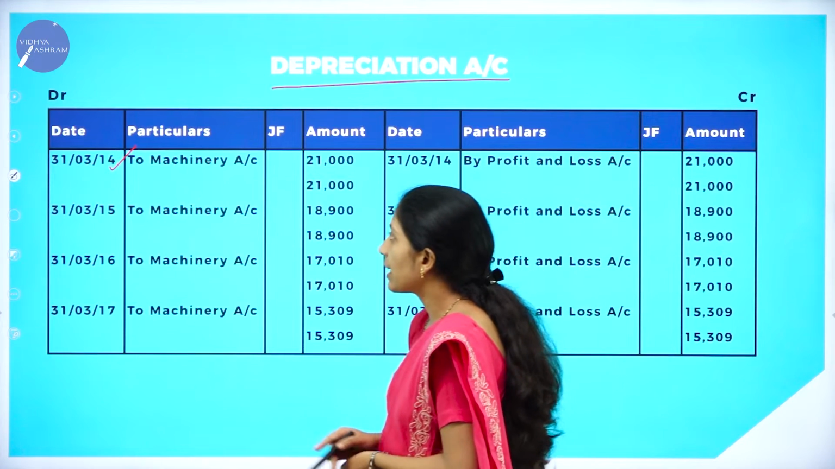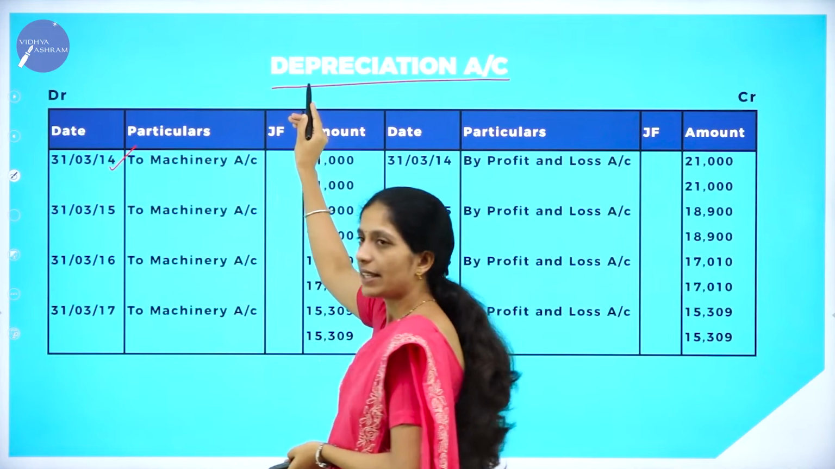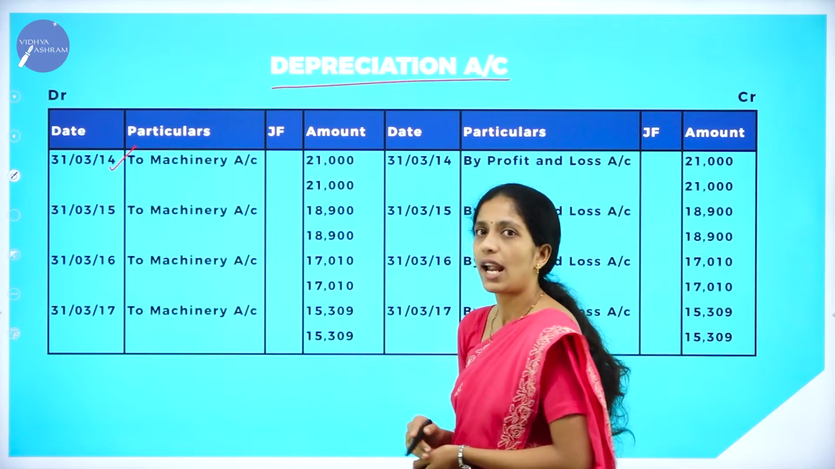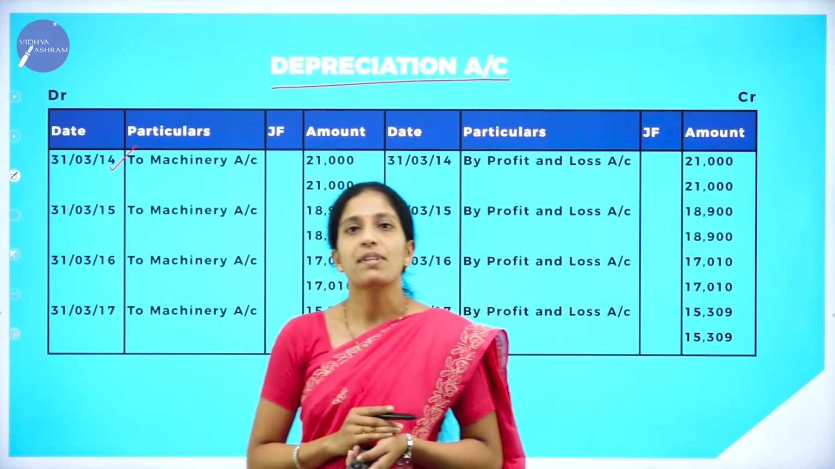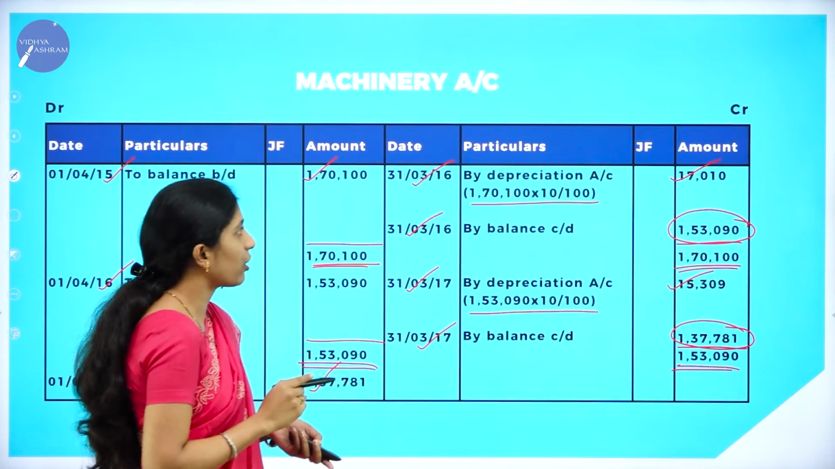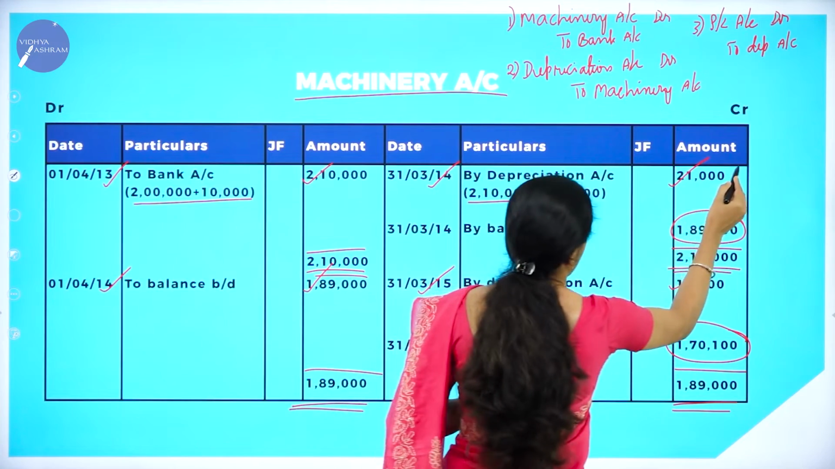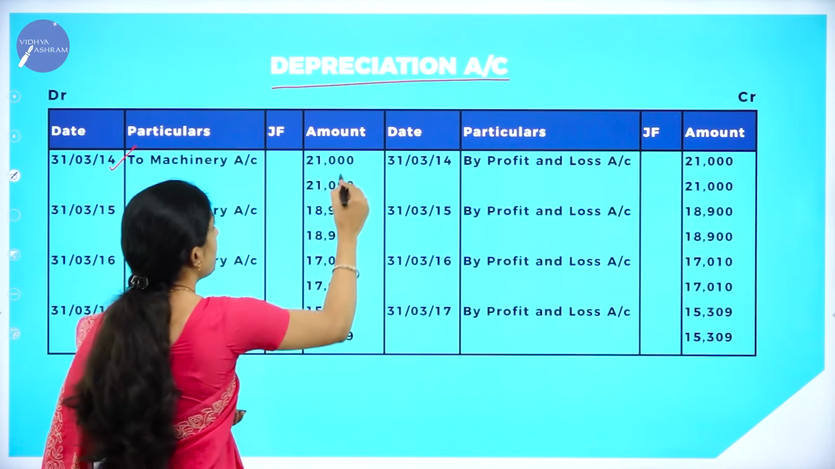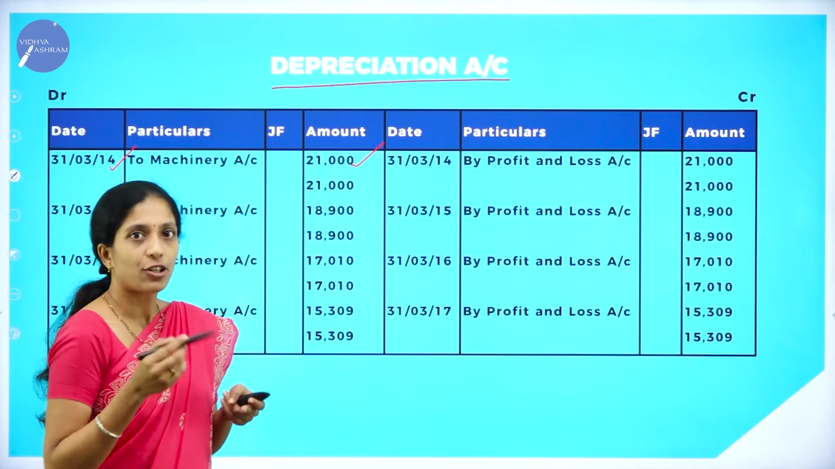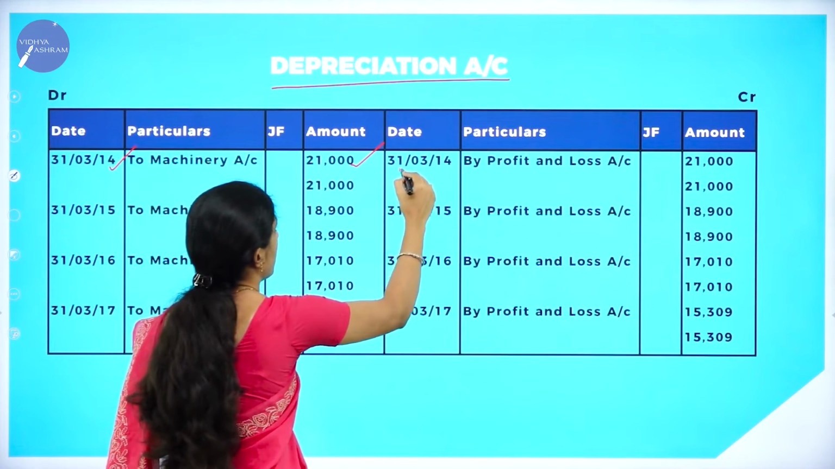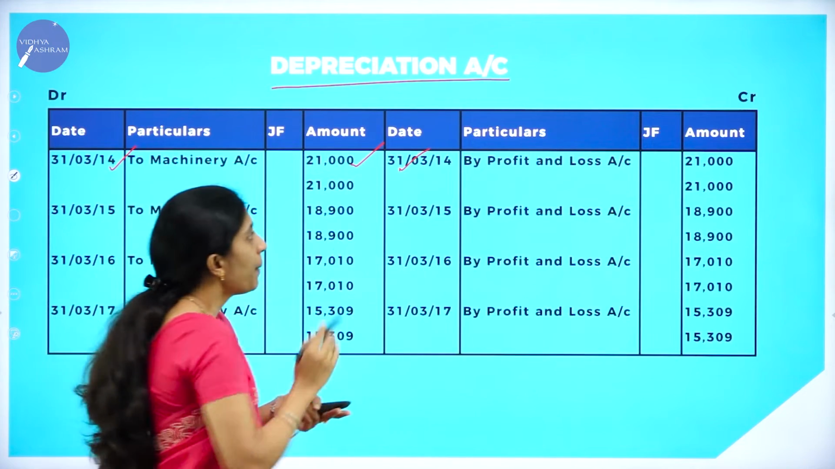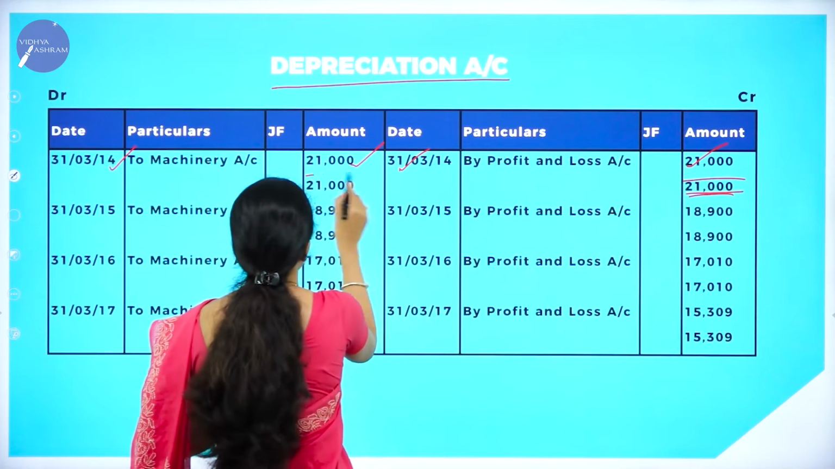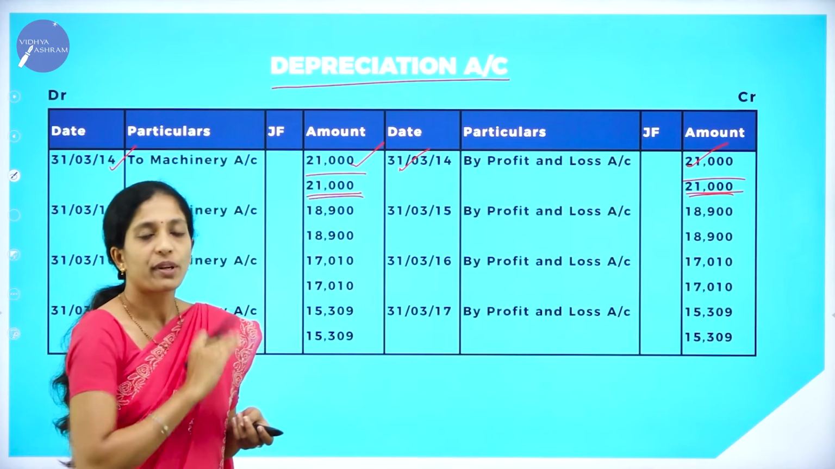So how to calculate here? To machinery account. That is your entry will be depreciation to asset. So for charging depreciation to machinery account, what is the depreciation in the first year? We have already recorded. See here, in the first year depreciation was 21,000. So write that 21,000. Next, transfer that depreciation to profit and loss account, that is end of the first year, 31st/3/2014 by profit and loss account 21,000. So both the side will be 21,000 and 21,000. Hope you are clear with the first year.